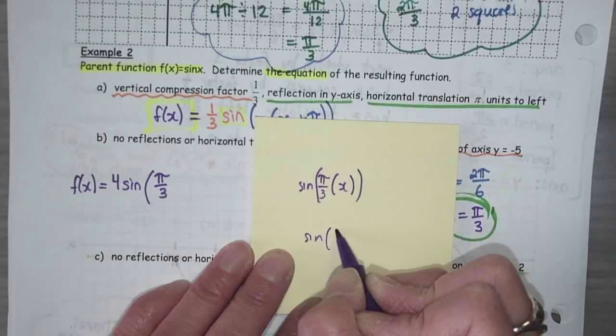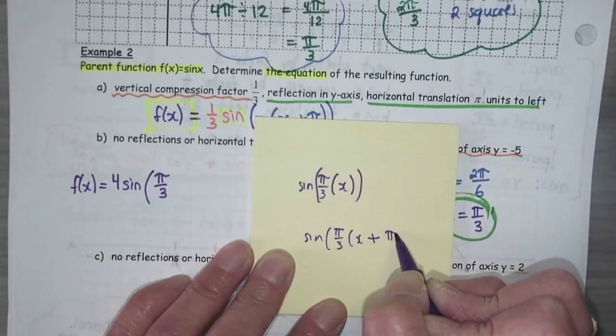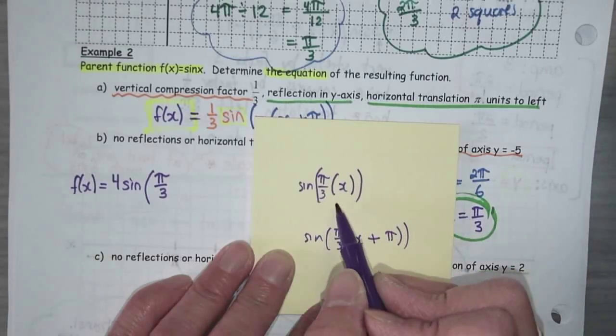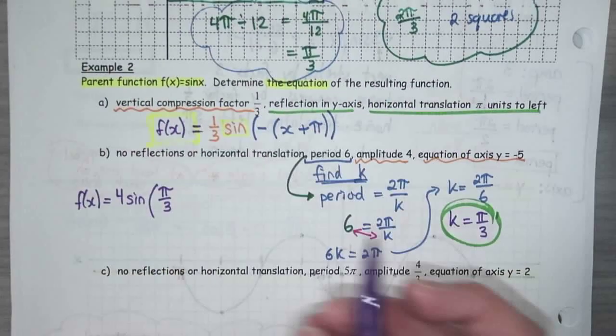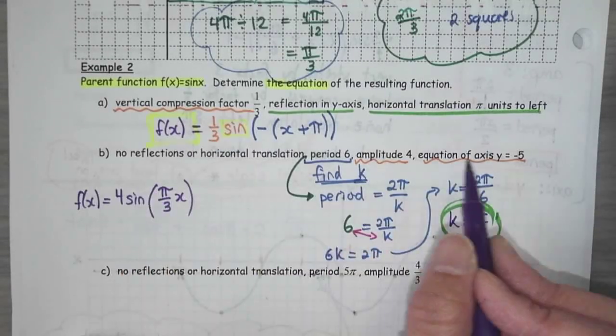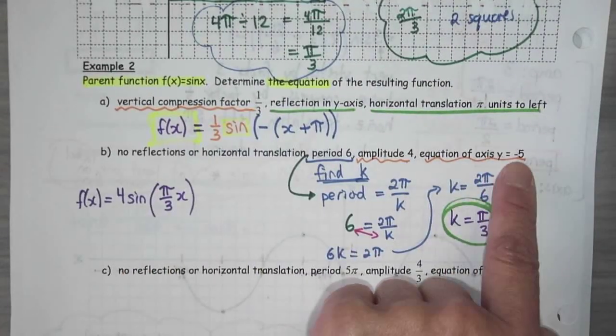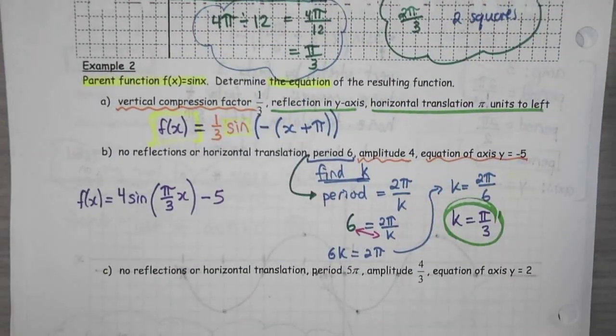If there's a translation, I need to have the bracket. But here, can you see I don't need it? Right, because it's just multiplied, so I don't need an extra bracket. Put the x there. There's no horizontal translation. Oh, and I did move it down 5, so -5.